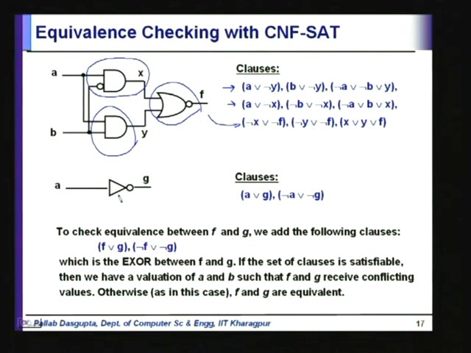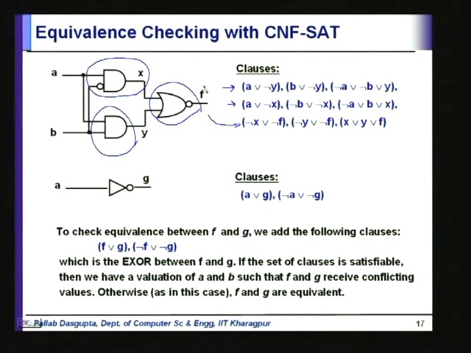Now, what do we want to establish? We want to establish that f and g are equivalent. We want to establish that whenever f is true, g is true, and whenever f is false, g is false. Now, if that is the case, then the negation of that will be unsatisfiable, in the sense that f1 and g0, and g1 and f0 will be unsatisfiable.